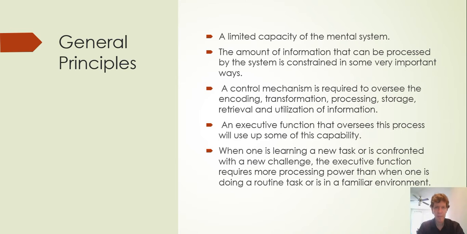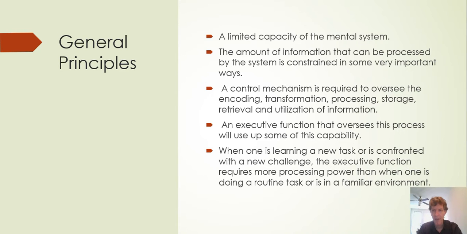So here are some general principles that I want you to keep in mind. There is a limited capacity to our mental system, our cognitive system, our mind. The amount of information that can be processed by the system is constrained in some very important ways, and we'll talk about that. It's constrained by things like sensory input, our ability to process a certain amount of sensory input at a given time, our working memory, and our storage capacity inside our brain, as well as our ability to access what we have stored.